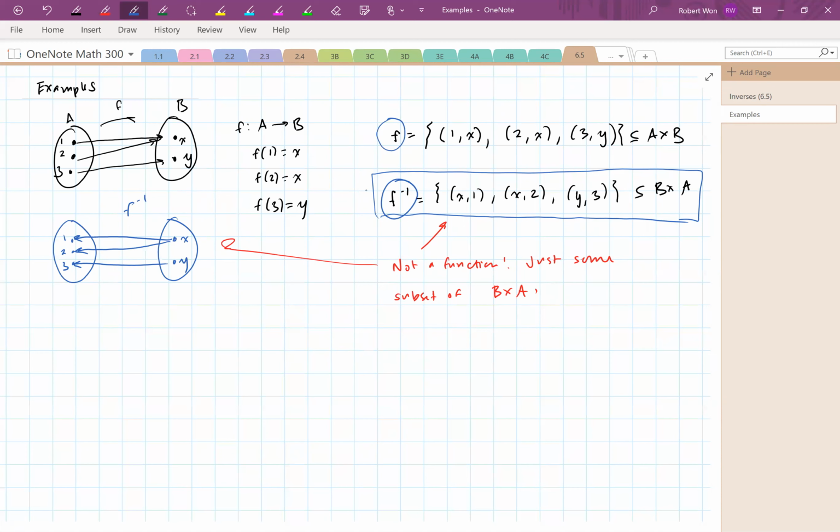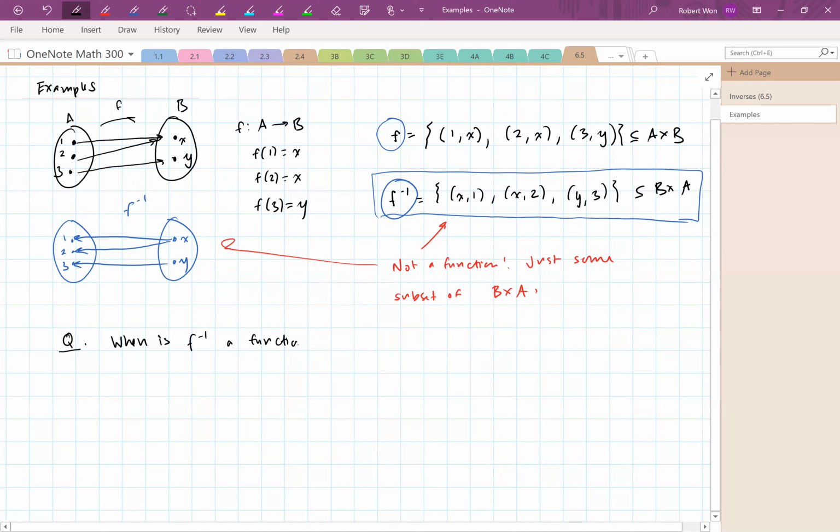But that leads to a good question. When is F inverse a function? Or when does it give a function, this process? Okay, well, what was breaking here in this example? The thing that made our inverse not a function was that we had two arrows coming out of X. And the reason that happened was because we had two arrows going into X.